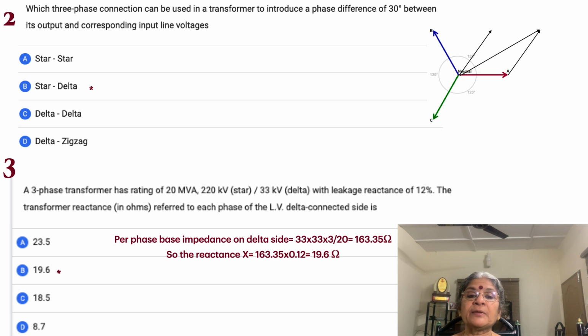That's a kind of specification, and here we must realize that to get the 30 degrees phase difference, you always need to have what is called a star on one side and a delta on the other side. It could be reversed, but in this case star and delta is given as the second option. All the others are either star star or delta delta or delta zigzag. Zigzag is a different context altogether, but a star delta will always give you a 30 degrees phase difference.